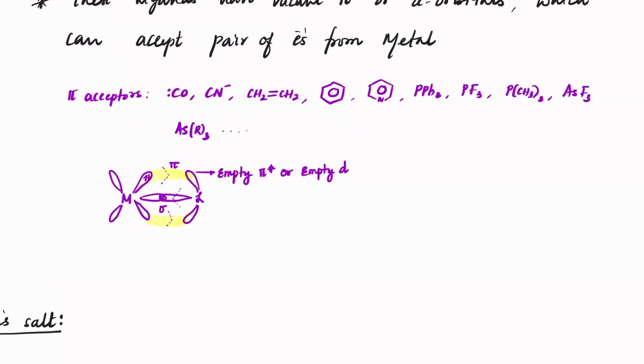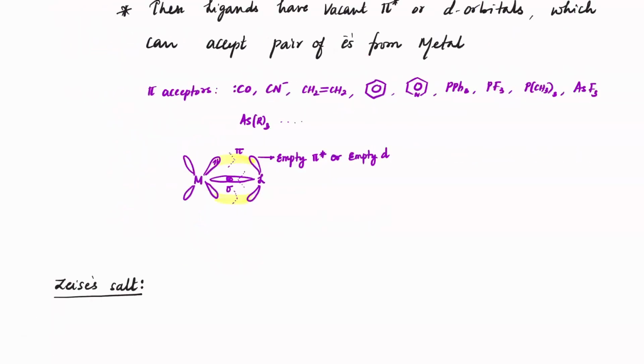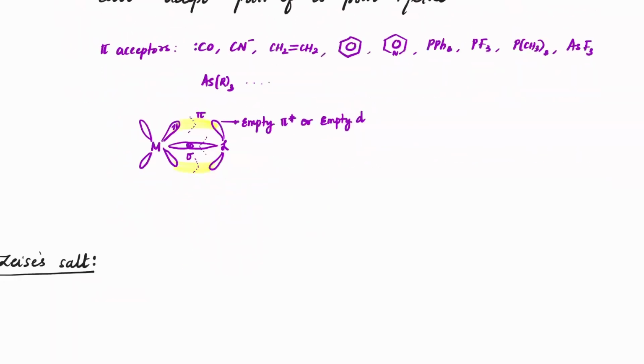So this is how the acceptance would be. Now, this type of bond, everybody, where you have a sigma bond and a pi bond forming, listen, remember that the pi electrons must come from the metal, while the sigma electrons must come from the ligand. So that is called synergic bonding.